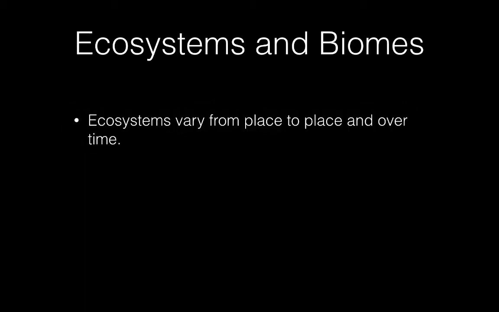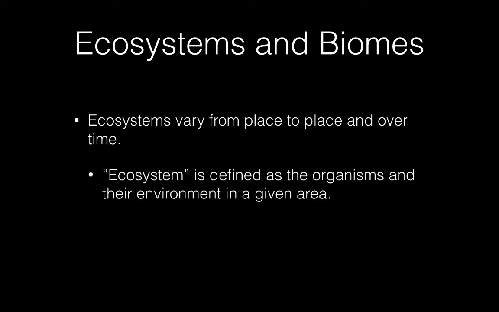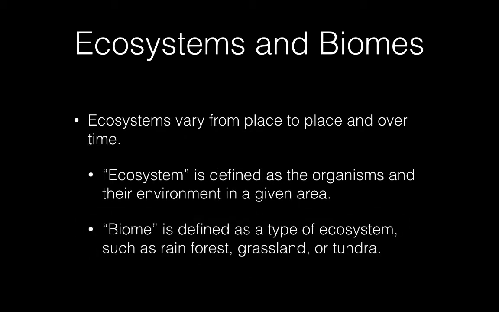Ecosystems and biomes. Ecosystems vary from place to place and over time. Ecosystem is defined as the organisms and their environment in a given area. So it includes the living things and the non-living things. Biome is defined as a type of ecosystem, such as rainforest, grassland, or tundra.